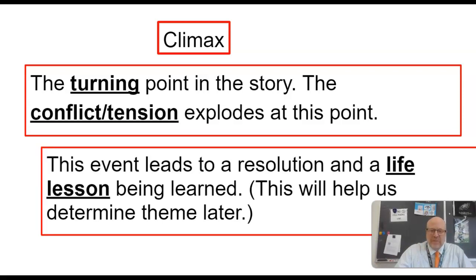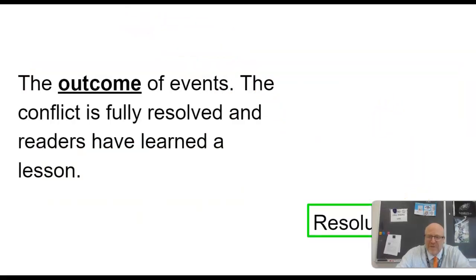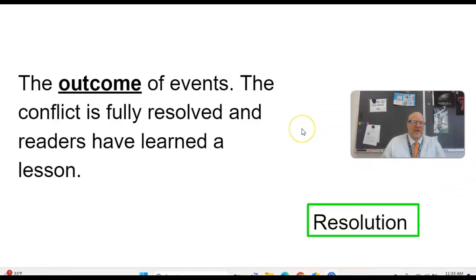Now, there's an important part to this. Whatever happens in the climax leads to the resolution and really our theme and life lesson being learned. If we have a different decision, a different event, the outcome of the story is different. So you have to ask, what led to the resolution? That will help us determine the theme later, because this is going to lead to a life lesson being learned. Resolution: we have simply the outcome of events, the conflict fully resolved, readers will learn a lesson, and our story is over.